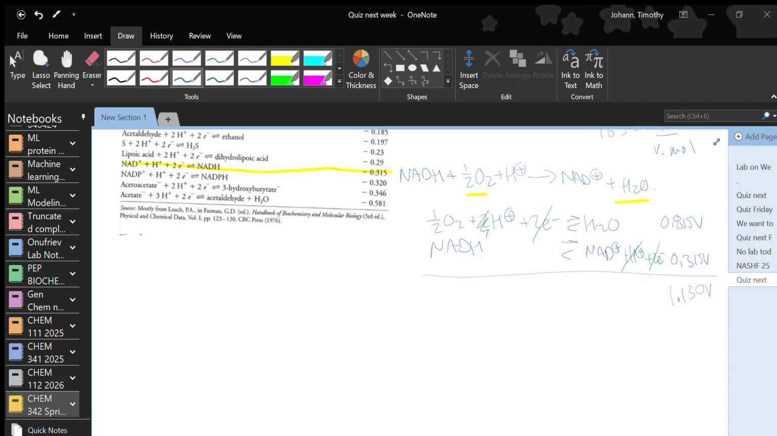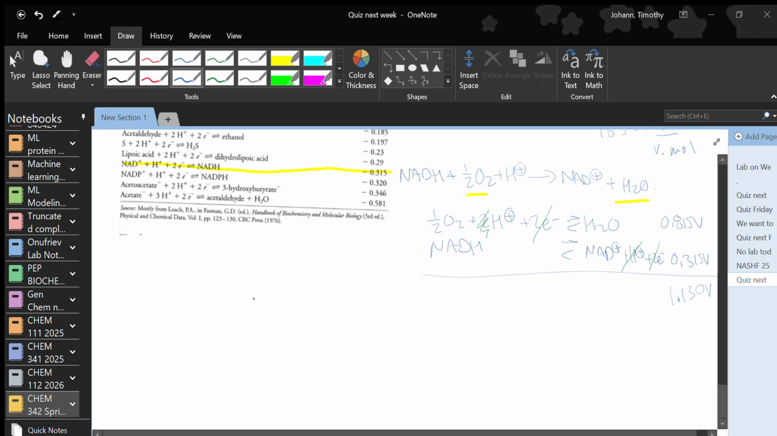All right, so let's go ahead and see how much we're maybe more familiar with how big things are for free energy. So remember our free energy equation here is equal to negative n Faraday's constant times that potential. And so we have how many electrons being transferred here? We canceled them out, but they were there. 2. Negative 2 times Faraday's constant, which is 96,500 joules per volt mole. And that's times our potential, which is 1.130 volts. Okay?